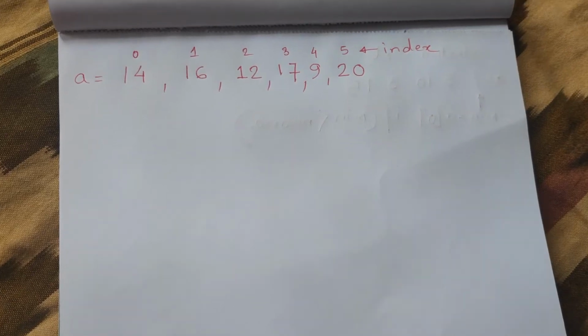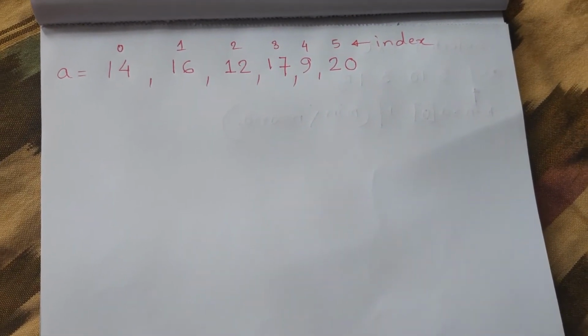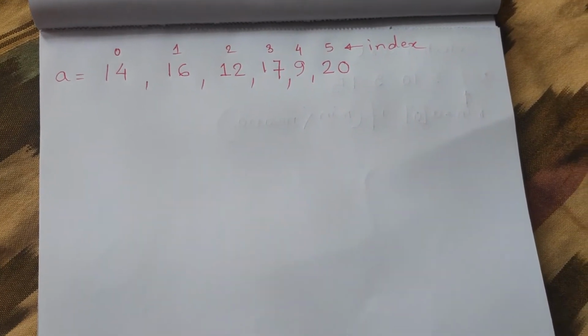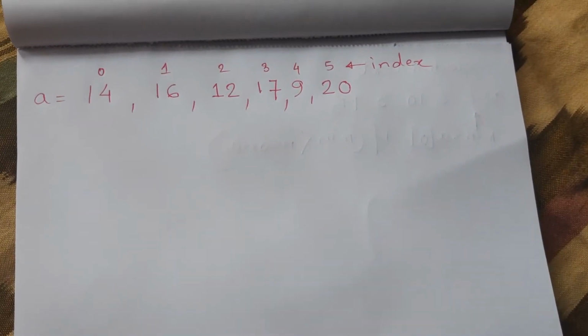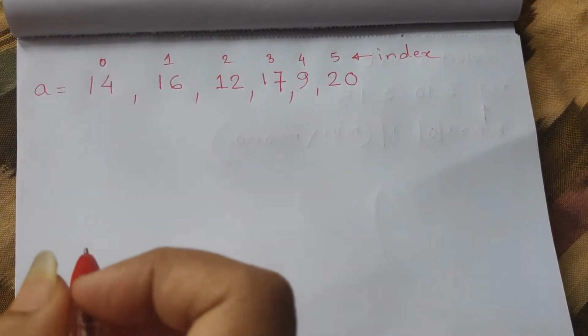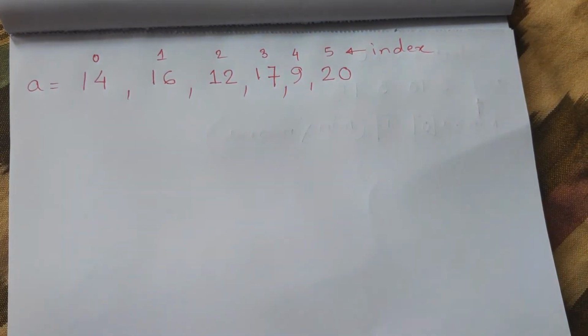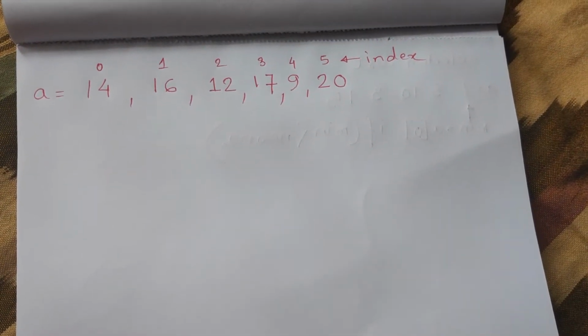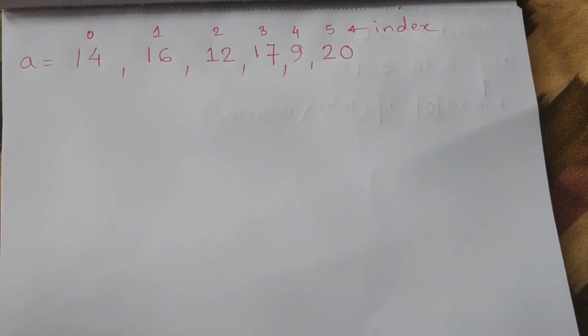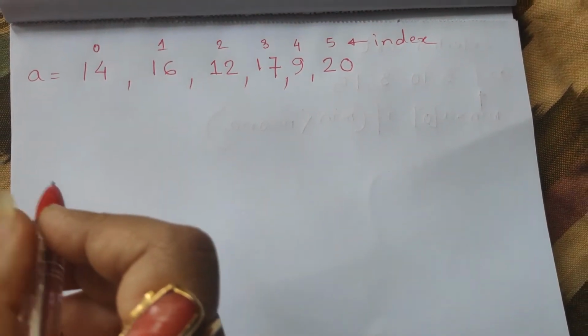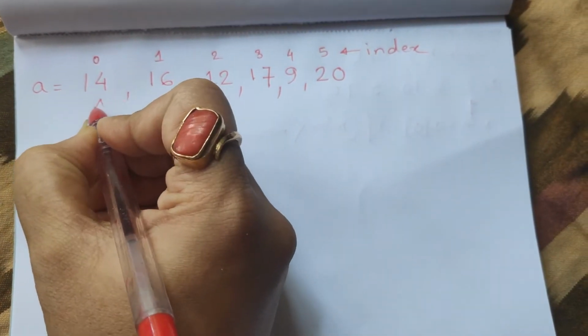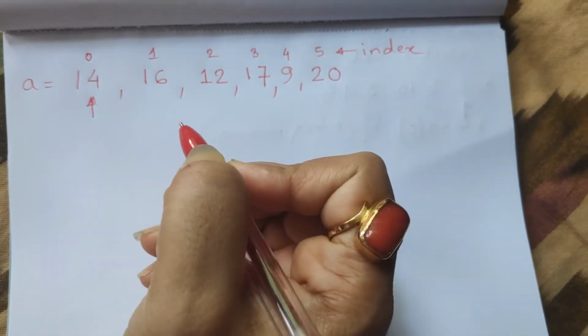Need to know how to find out the minimum number in an array. Now, before I give you the code, I would explain to you how it is done. When you want to find out the minimum number in an array, first we will consider the very first number in the array as the minimum.